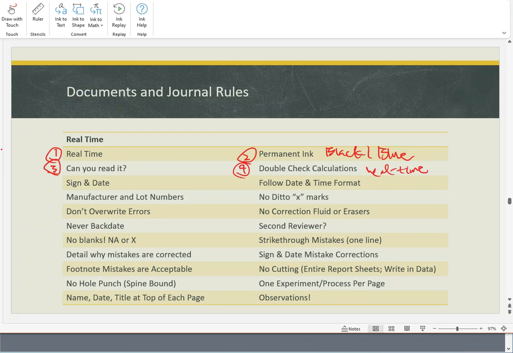And the reason is because this calculation can actually affect other things that are going to happen a little bit later in the method or in the standard operating procedure.